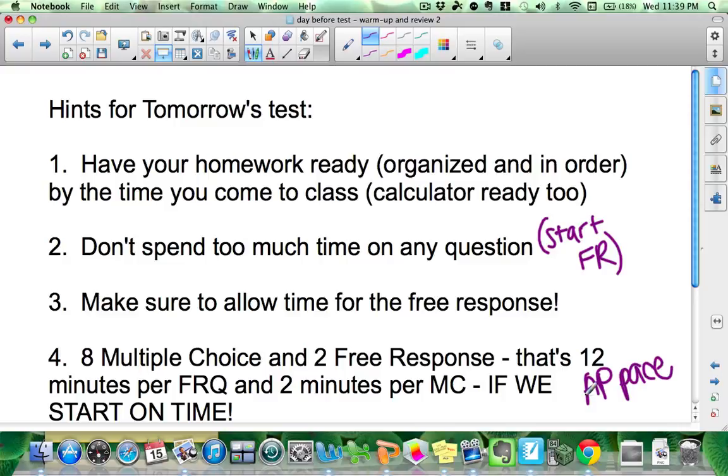I don't want you to learn this the hard way, but each year there are a few students who run out of time on this first test. You need to pace yourself, okay? So have everything ready when you get to class. Make sure and pace yourself. Maybe that means starting in the free response. Free response usually takes students a little bit longer than multiple choice. And then remember that there are 8 multiple choice questions and 2 free response questions.